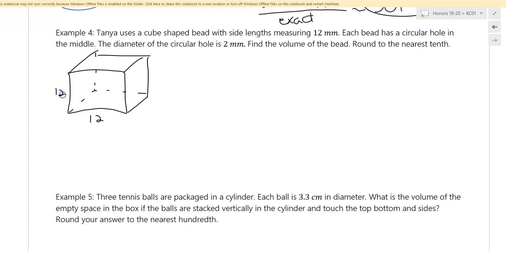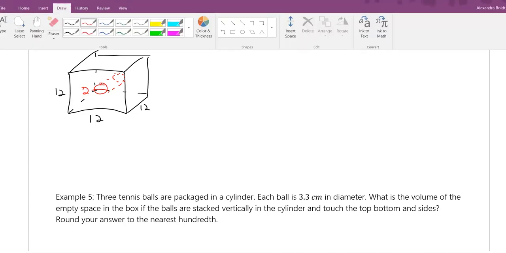Since it's a cube, it means all side lengths are 12, right? A cube is like a square. It has all the same measurements. Each bead has a circular hole in the middle. Here's my circular hole. Here's that circular hole on the other side. And they get connected. That's beautiful too. And the diameter is 2, so the whole way across is 2. Find the volume of the bead.